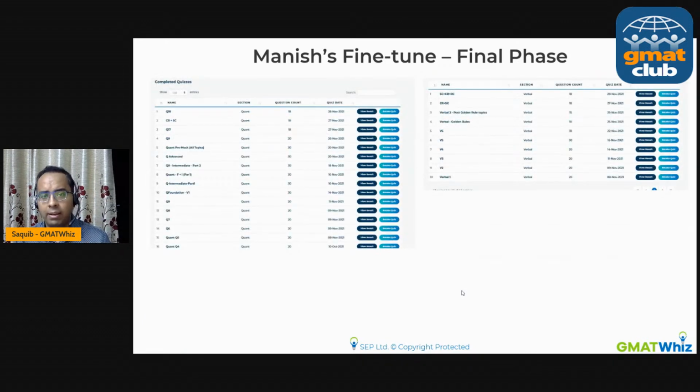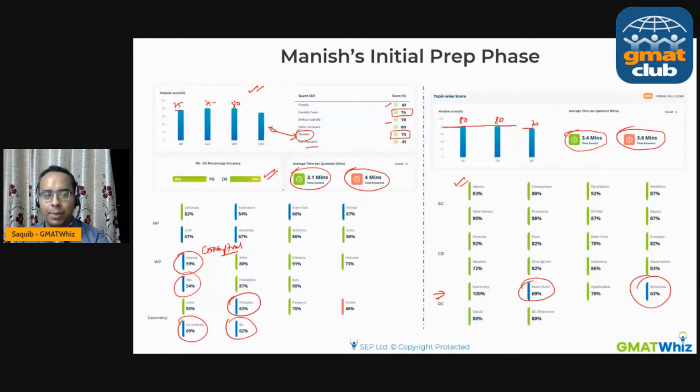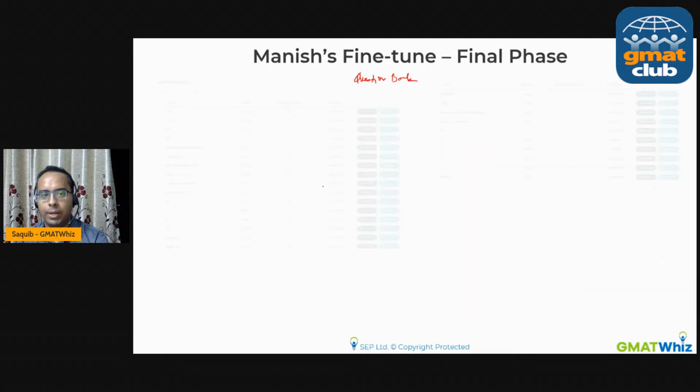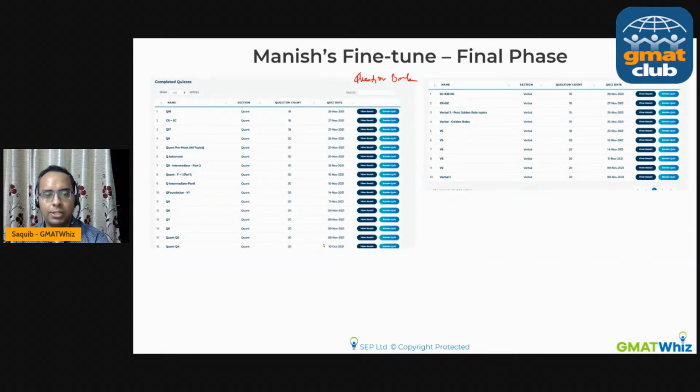Never. In the final phase, this is his question bank, the Viz, which we call Viz quiz, which is our question bank. So we noticed that in Quant he needed more help, right? Because there were a lot of blue areas where he needed to work at. So notice how many quizzes he took.